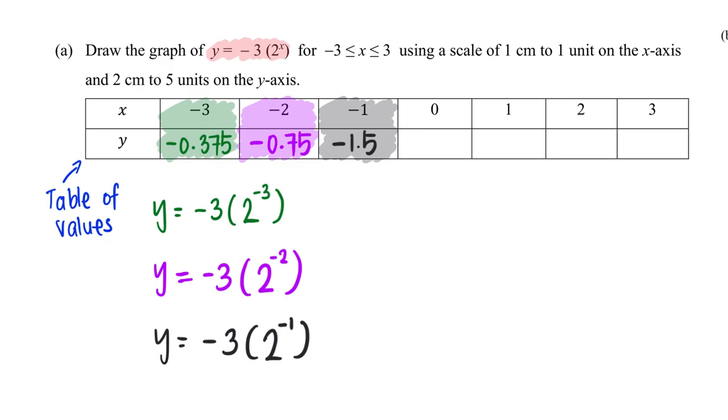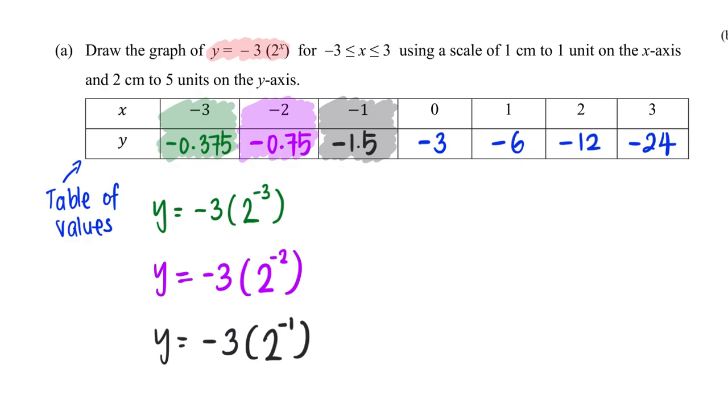So I'm going to just list out. You should get negative 3, negative 6, negative 12, and negative 24. And that's where we are now going to start to draw this graph on a graph paper. Yeah?